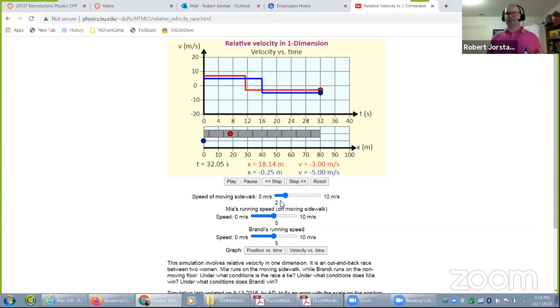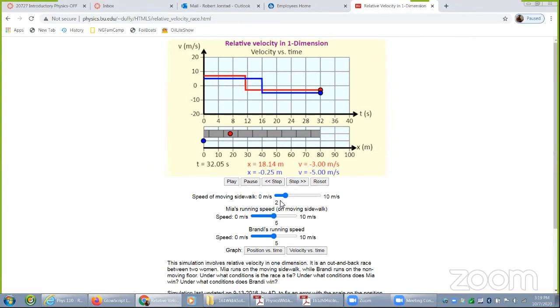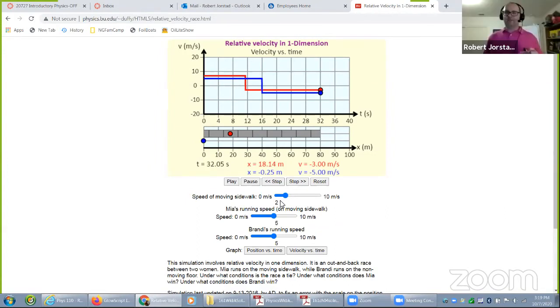So think about it like this: you have to cover the same amount of distance. Let me show you this next example to show you why this makes sense. Let's say the walkway is moving 5 meters per second. Predict what should happen. I'm going to hit play. What's going to happen to the red one when the red one gets to the end and turns around?